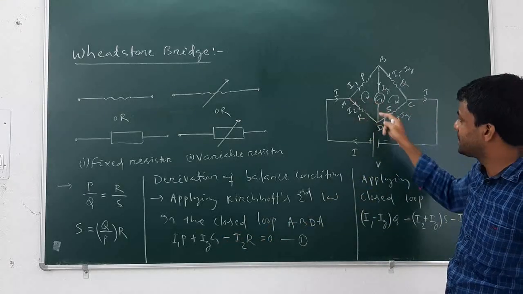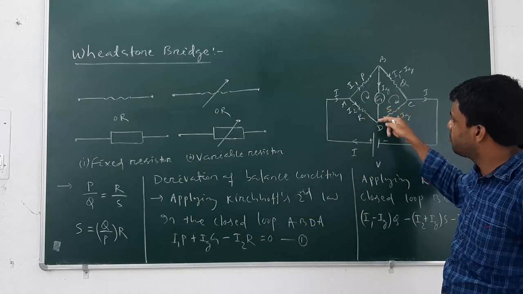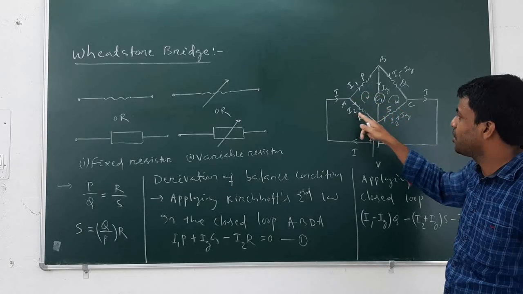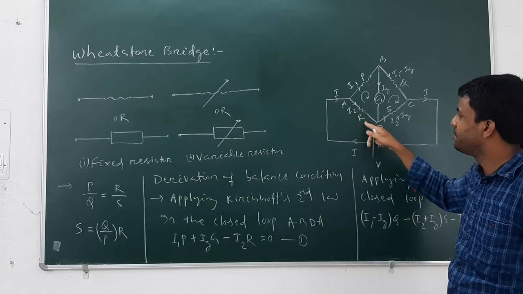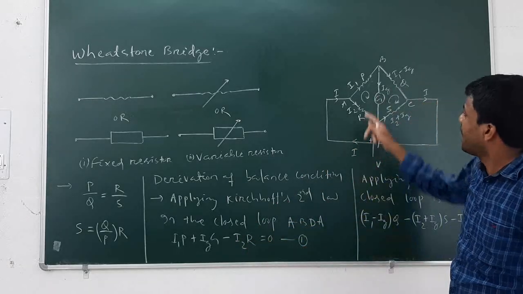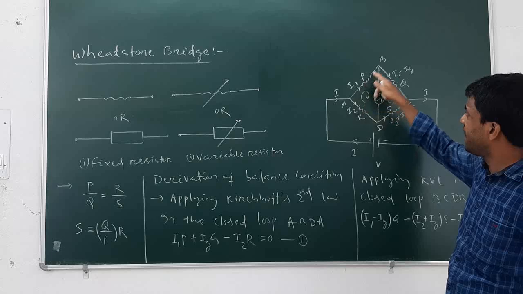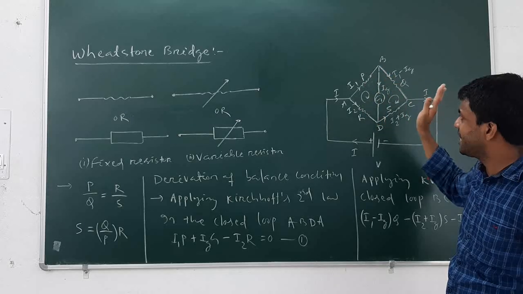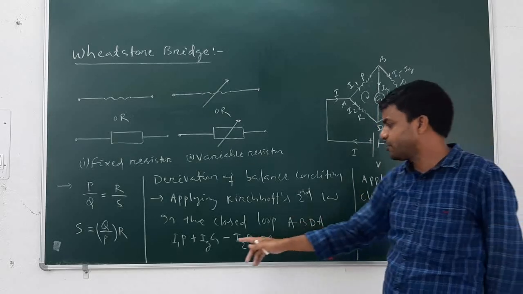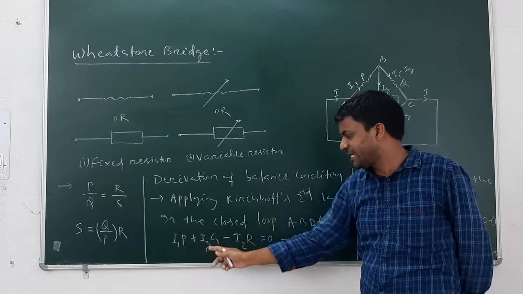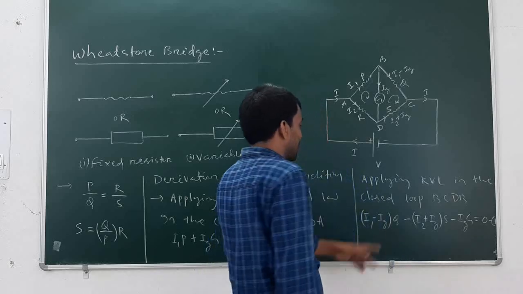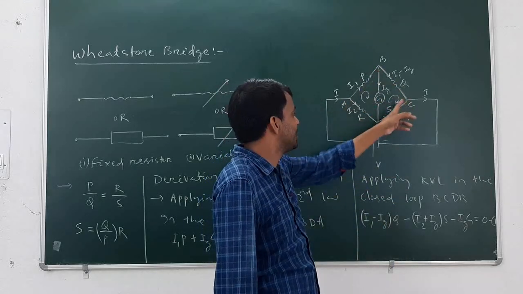Now comes to this branch AD. Here the loop is from D to A, but current is from A to D. Therefore, the product of current and resistance is taken as negative. Means I2 R is negative, minus I2 R. And as in the loop ABDA there are no cells or EMF, therefore the total EMF is taken as 0. Therefore, the equation becomes I1P plus IgG minus I2R equal to 0. This is equation 1.